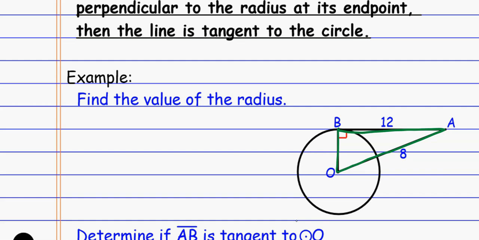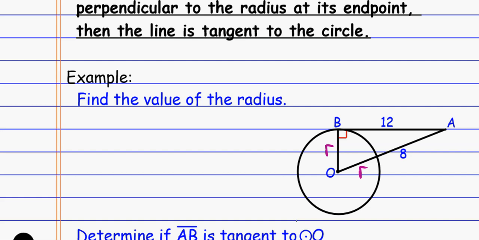However, I don't have this entire side right now. When you look at this guy, OA, I only have a piece of that. I only have this little piece out here, which is 8, okay? So what I need is the entire thing. Well, that other piece of this thing is the radius. So maybe I'll call it something like R. So here's a radius. This is also a radius.